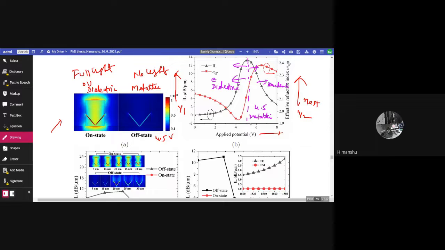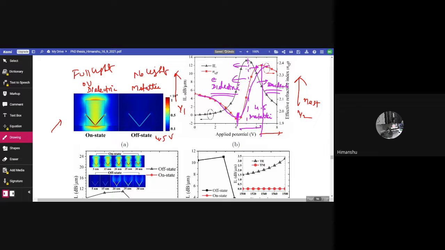So only in the region around 4.45 volt, the device acts as a metal. Before 4.45 volt or after 4.45 volt, it is a dielectric material. That's why, because of this effect, there is a change in the effective refractive index of the device. As you can see, from the region of around 4 to 6 volt, there is a sudden shift.